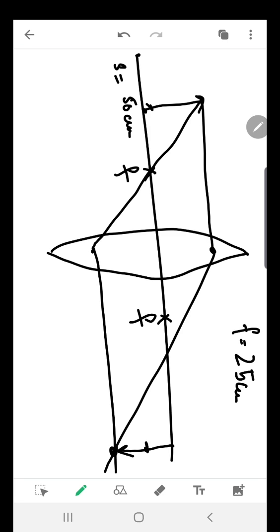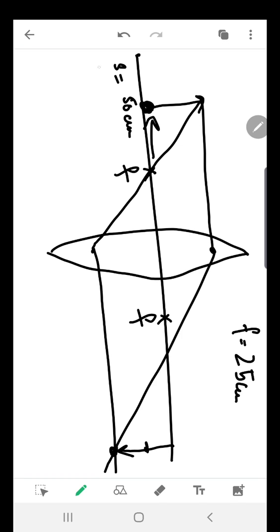what is formed. First, if they ask you whether the image formed is real or not, of course it is a real image. Why? Because the object is placed behind the focal point. Okay? So the image is real.